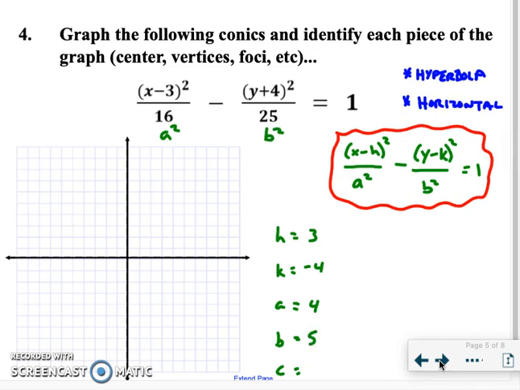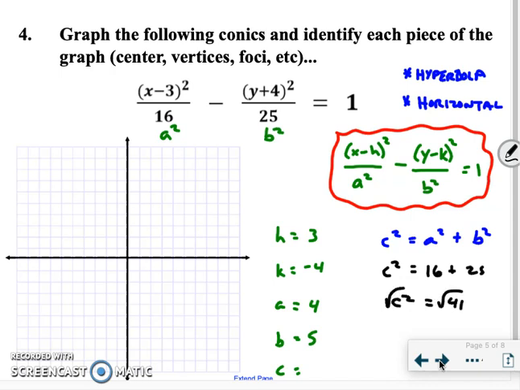And in order to obtain c, we've got to remember a little formula. So c squared is equal to a squared plus b squared. It's only a squared plus b squared because we said this was a hyperbola. If it were an ellipse, it would be a squared minus b squared. So with that in mind, we're going to plug in, say that c squared is equal to a squared, 16, plus b squared, 25. So in adding those together, c squared is going to be equal to 41. Finding the square root of both sides, we can now confidently say that c is root 41.